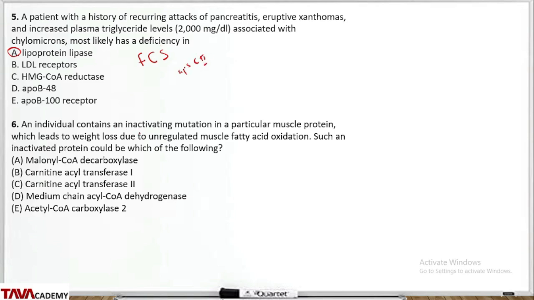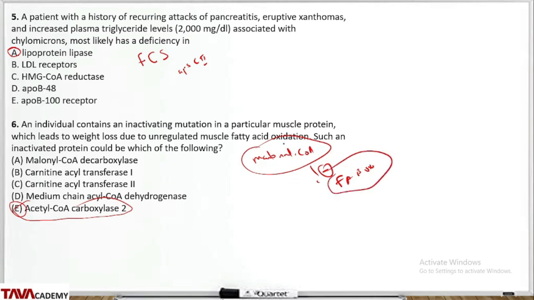An individual containing an inactivating mutation in a particular muscle protein, which leads to weight loss due to unregulated muscle fatty acid oxidation. Such an inactivating protein could be which of the following? The answer is actually acetyl-CoA carboxylase. The answer is E. Option E is the inactivating mutated protein, because if this protein is mutated, malonyl-CoA cannot be formed, and malonyl-CoA is what is responsible to help us to synthesize fatty acids. And also, malonyl-CoA actually helps to inhibit fatty acid beta oxidation. So if malonyl-CoA is not present, we'll have fatty acid beta oxidation not inhibited, and it will be overworking, and the patient will still become lean. So that's exactly what happens here.